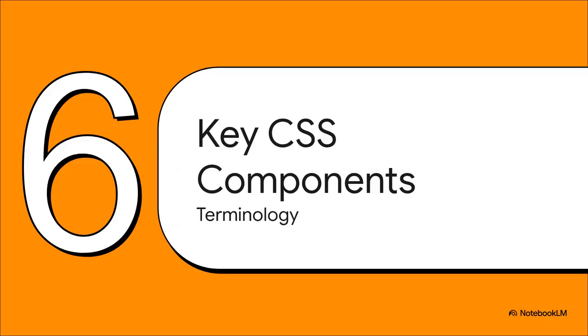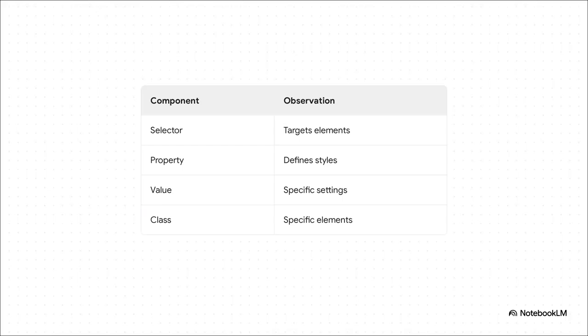Let's wrap things up with Section 6, understanding key CSS components. Formalizing our observations from the lab, everything really boils down to 4 key components. Selectors are what allow us to target specific HTML elements. Properties define the actual style characteristics we want to modify, while values dictate the exact settings applied to those properties. And finally, utilizing a class selector gives us the ultimate flexibility to apply these modular styles to literally any element that shares that specific identifier.